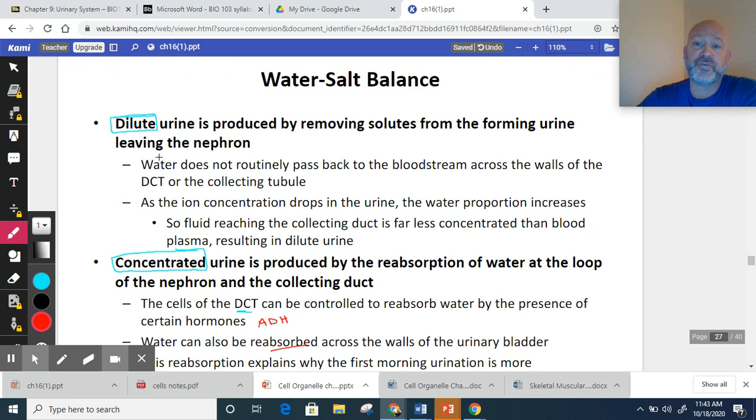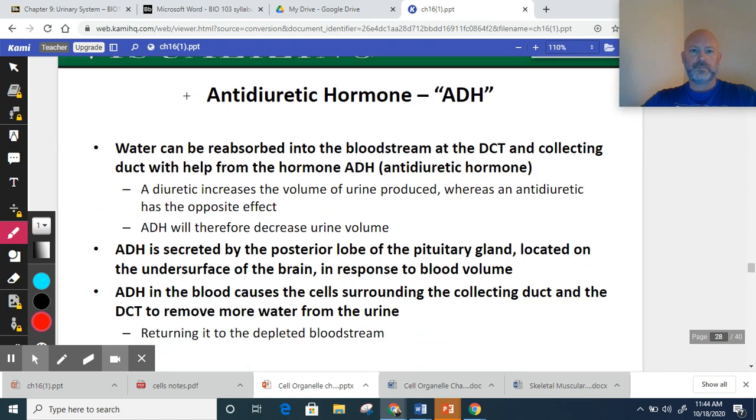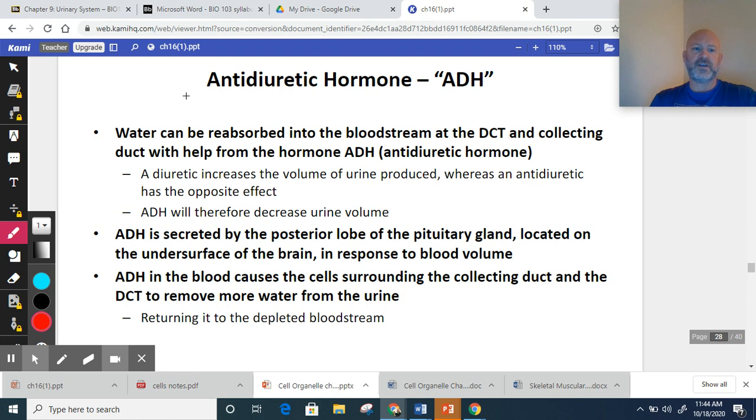But as we're going throughout our day, many people are drinking water all day long and they become overhydrated. All right. So if that's the case, then water is not really going to pass back into the bloodstream across the walls of the convoluted tubules or the collecting tubule. The water proportion inside the urine is going to increase, and the urine that is reaching the collecting duct will be more dilute and will be more clear. All right. And again, it's the ADH hormone that causes the reabsorption of water back into the bloodstream.